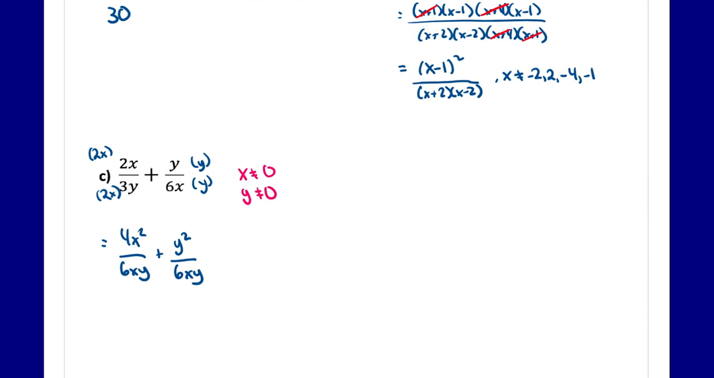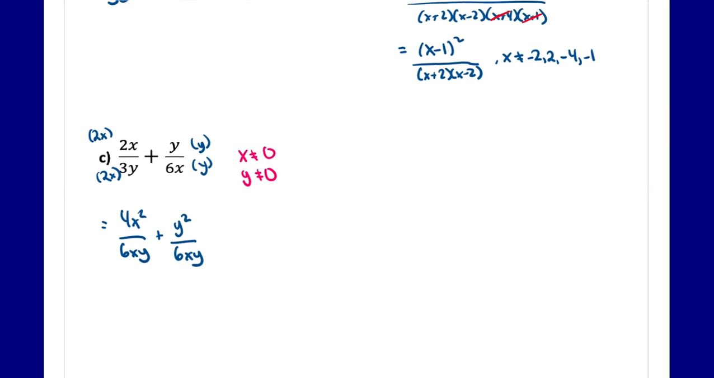Now that I have a common denominator, I can add my numerators. So I have 4x squared plus y squared. I can't simplify that. They're not like terms, so I'm going to leave them as is. And I divide it by 6xy.